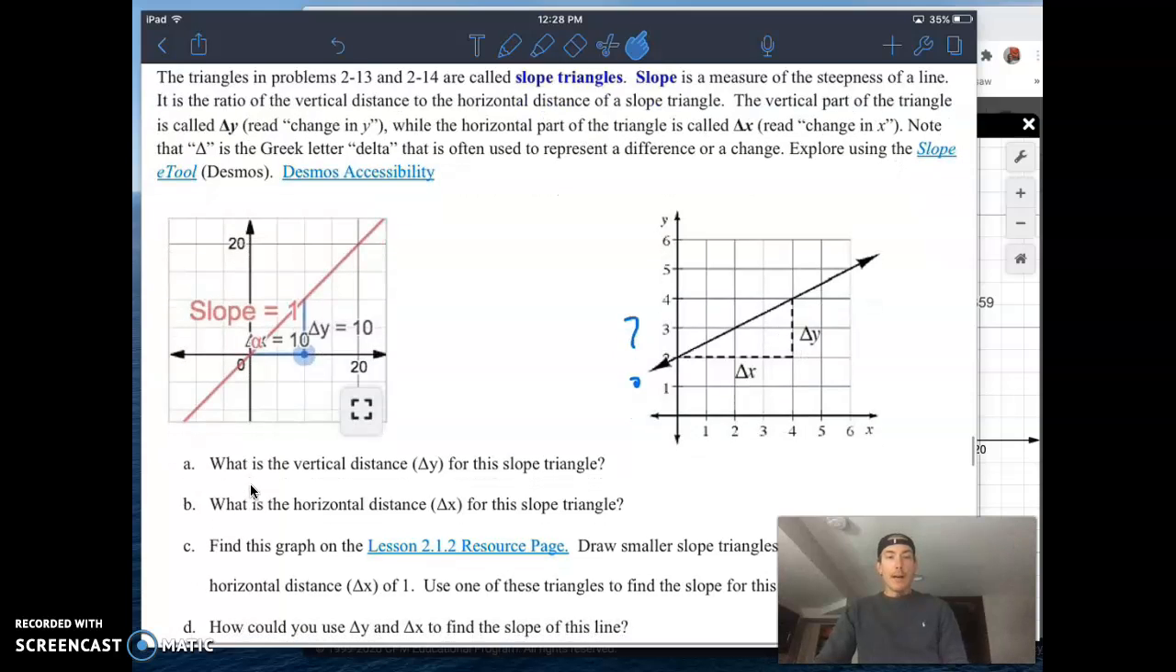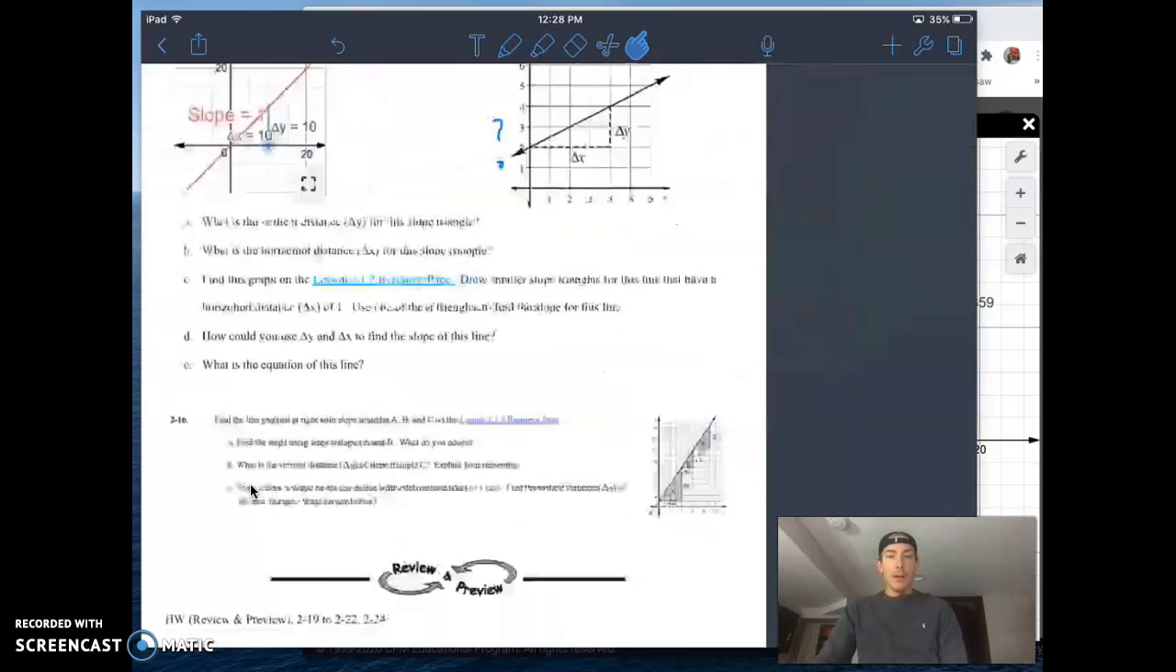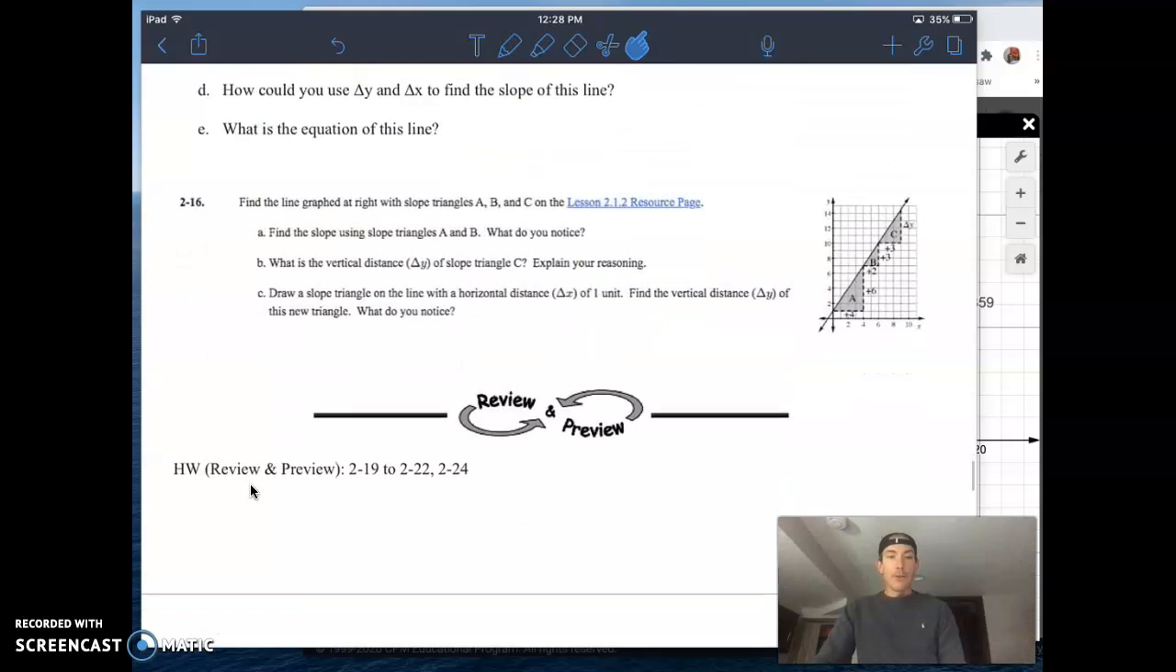All right, real quick, because I'm running out of time, let's talk about our review preview here. Our review preview is right here at the bottom, 19, 22, and 24.